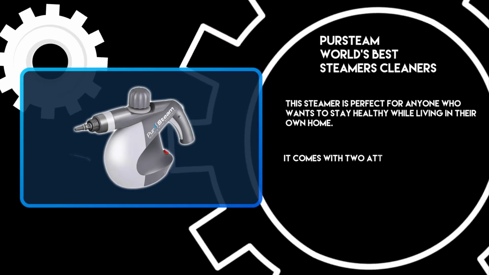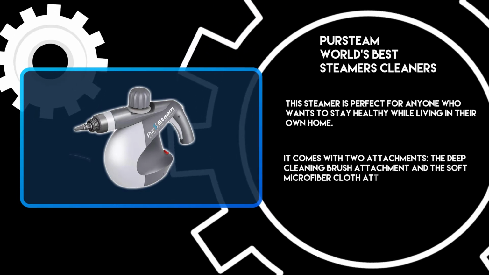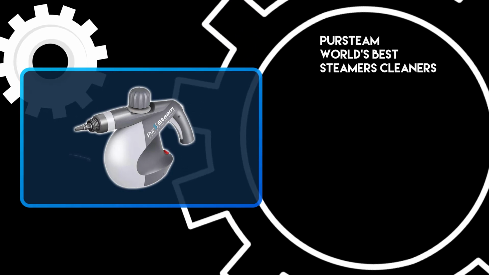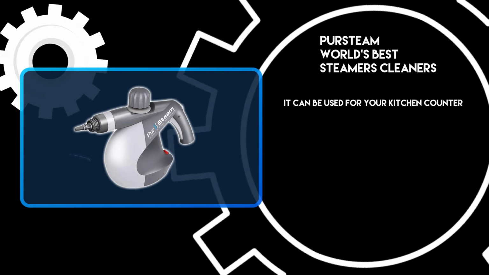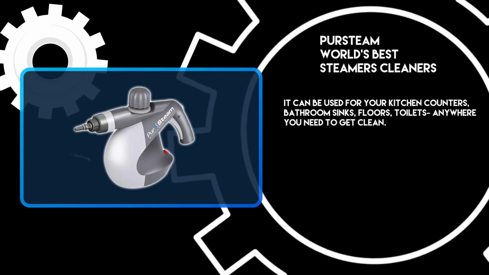It comes with 2 attachments, the deep cleaning brush attachment and the soft microfiber cloth attachment. It can be used for your kitchen counters, bathroom sinks, floors, toilets, anywhere you need to get clean.